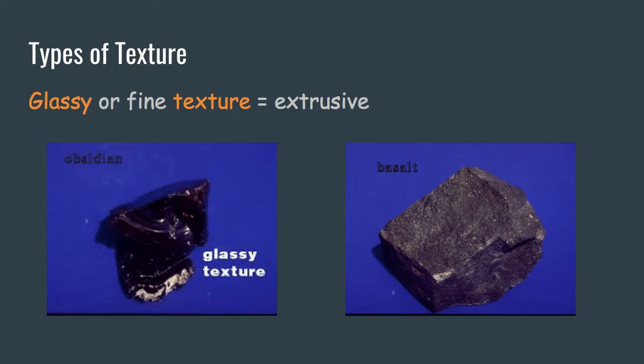All right, so extrusive igneous rocks form on the surface. Because they form on the surface, they cool down quickly. Because they cool down quickly, they have small or no crystals. And because they have small or no crystals, they have a fine or glassy texture.